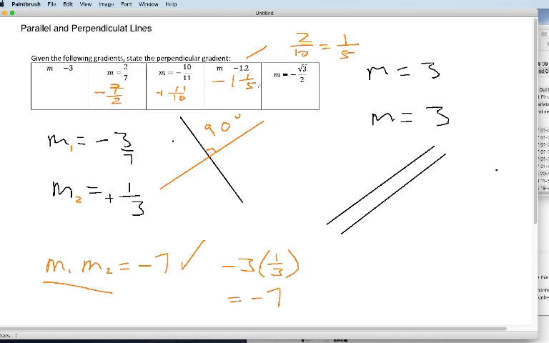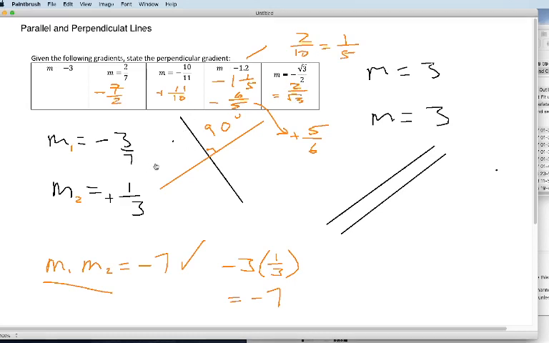If you change this to an improper fraction, you should get -6 over 5. And now we can do the flip and switch. So a perpendicular gradient to -6 over 5 is +5 over 6. Okay, so you need to do a little bit of work there. And my final one, this is quite easy again, flip and switch. So flip, and I switch this negative to a positive.